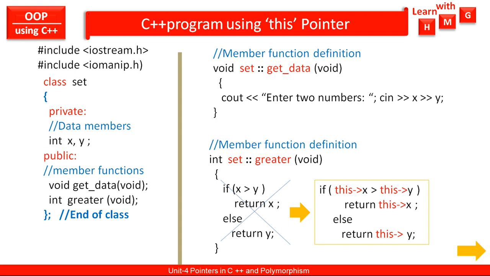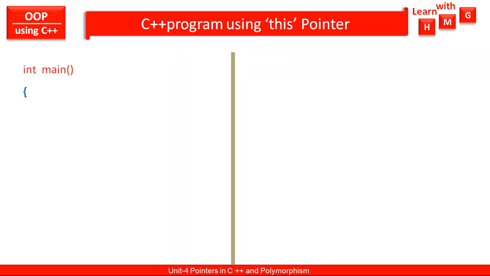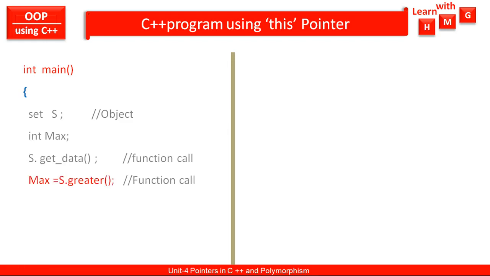Now let us write the main function. In main, first of all create the object s of the type set, then declare a max variable, which is our output variable where the result will be stored. S dot get data: here I am performing the input operation, that is object S is calling the get data member function. This is the function call which will accept the values of x and y data members.